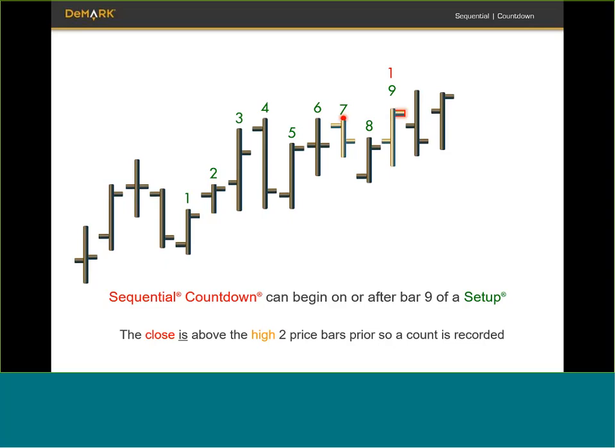So the countdown within sequential is looking to measure days of strength or depletion of the underlying trend. So we look to see days where the closing price is higher than the high 2 bars prior.